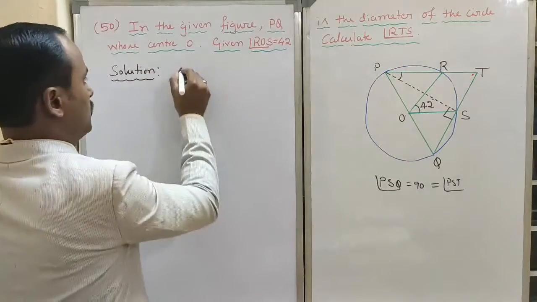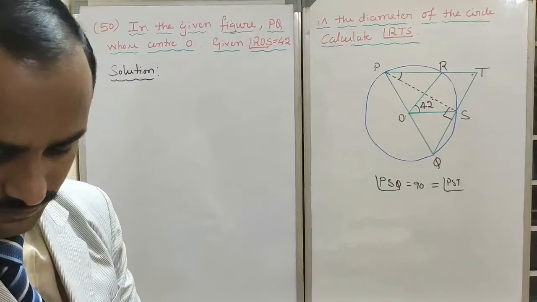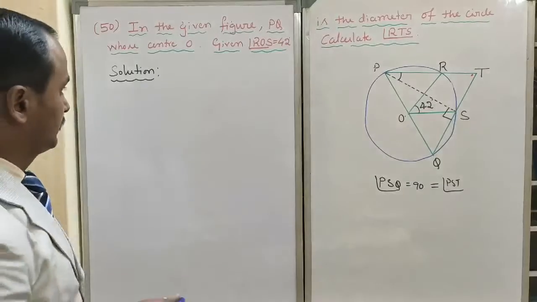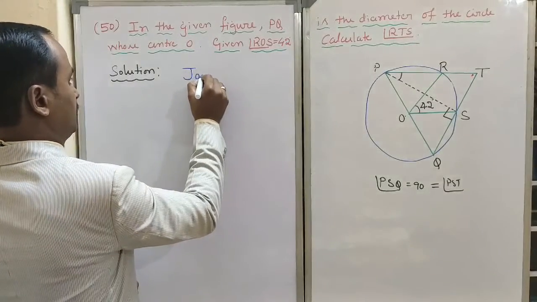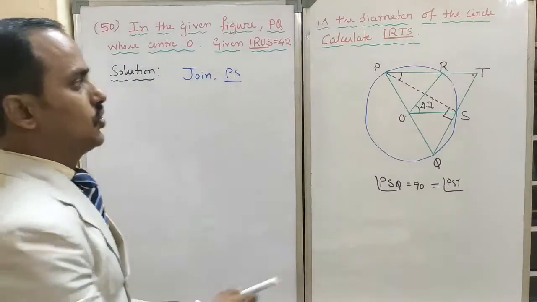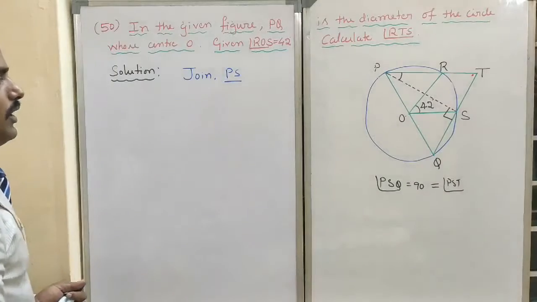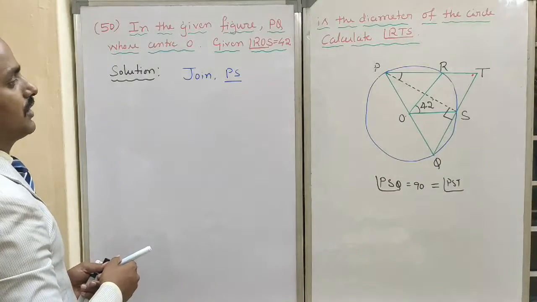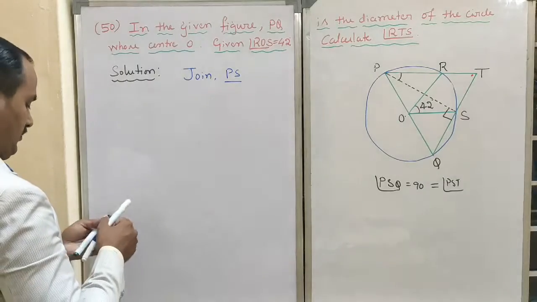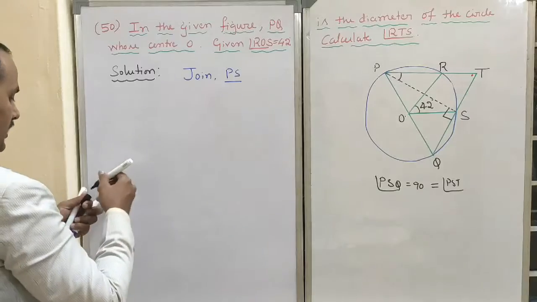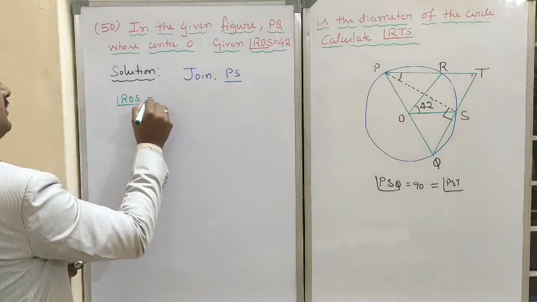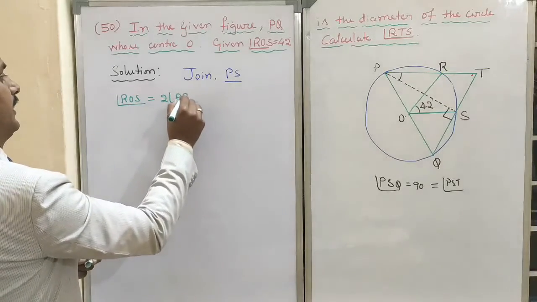Okay. Join PS. Join PS. Then after, what happened? Look here. After joining PS, I will write, children. What is the point? Angle ROS is twice the angle RPS.